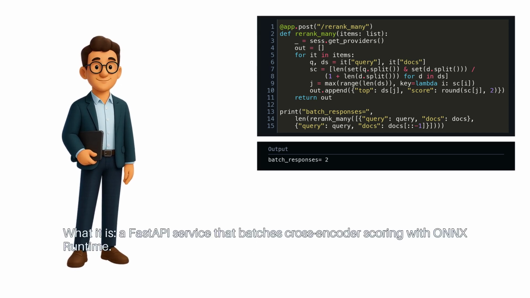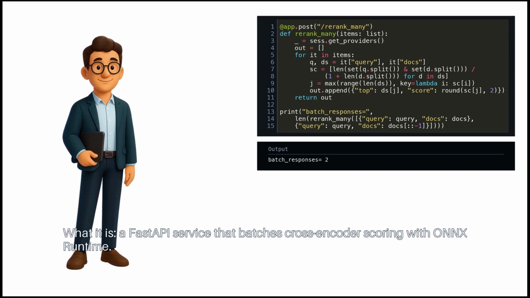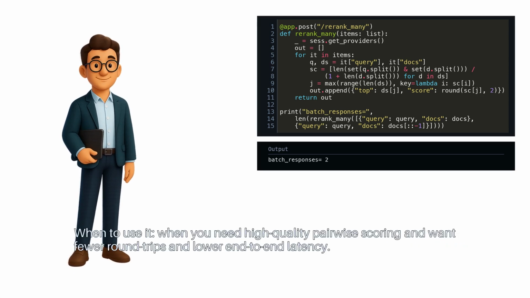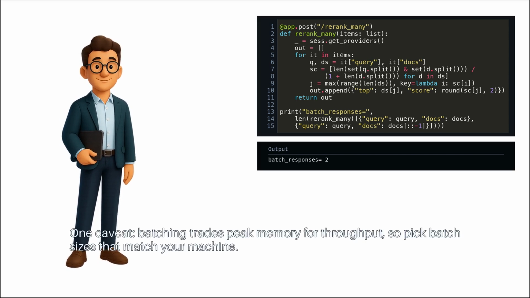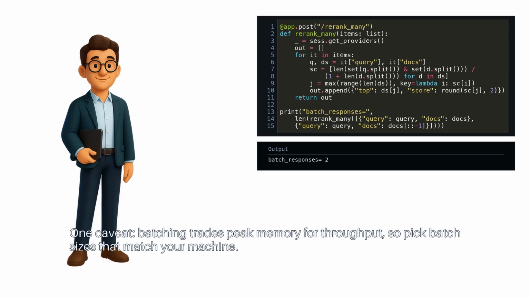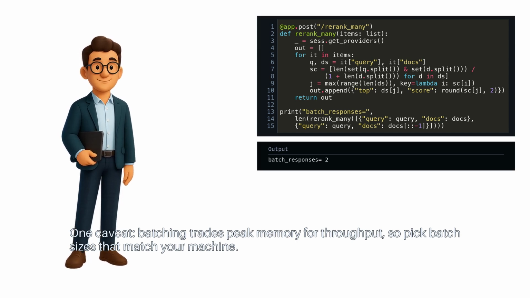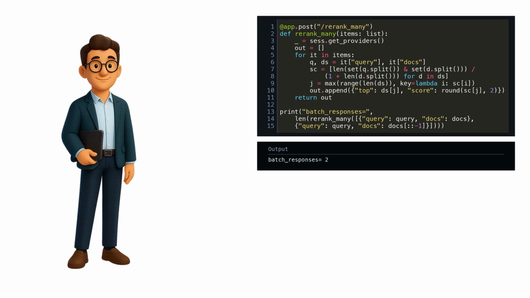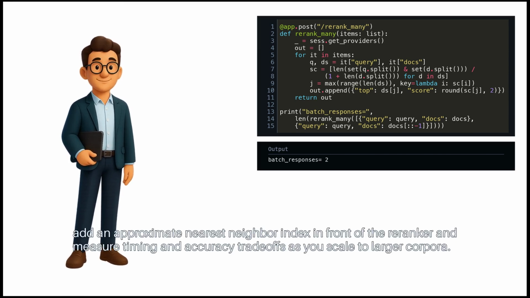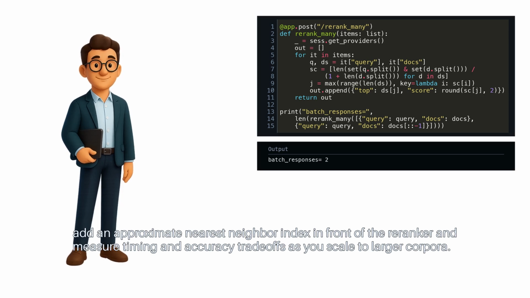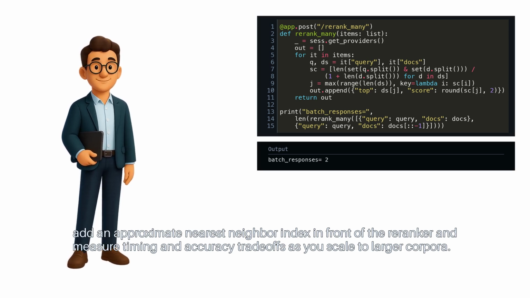Recap: what it is: a FastAPI service that batches cross-encoder scoring with ONNX Runtime. When to use it: when you need high-quality, pairwise scoring and want fewer round trips and lower end-to-end latency. One caveat: batching trades peak memory for throughput, so pick batch sizes that match your machine. Next step: add an approximate nearest neighbor index in front of the re-ranker and measure timing and accuracy trade-offs as you scale to larger corpora.